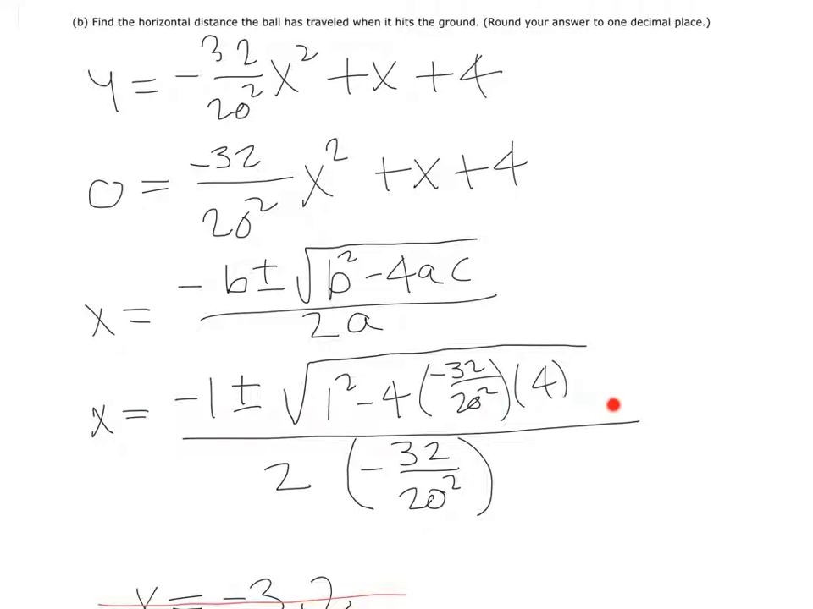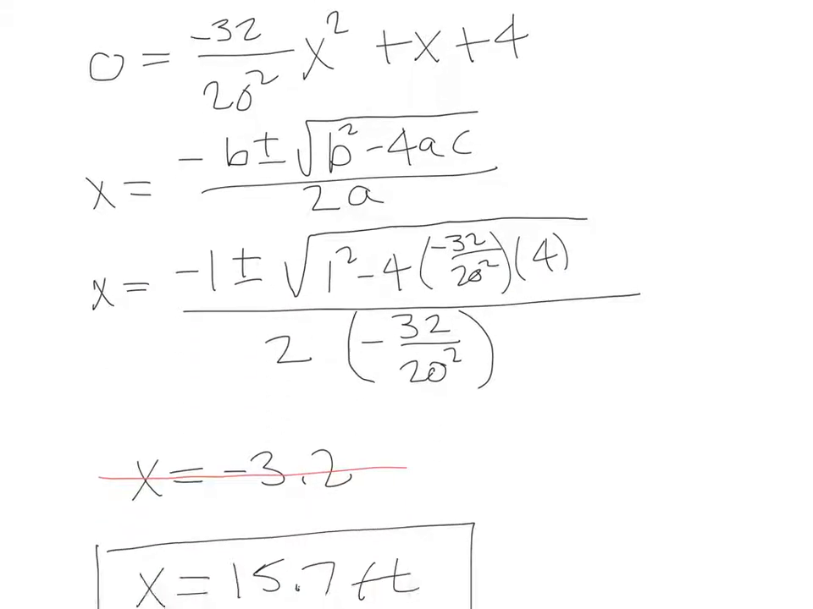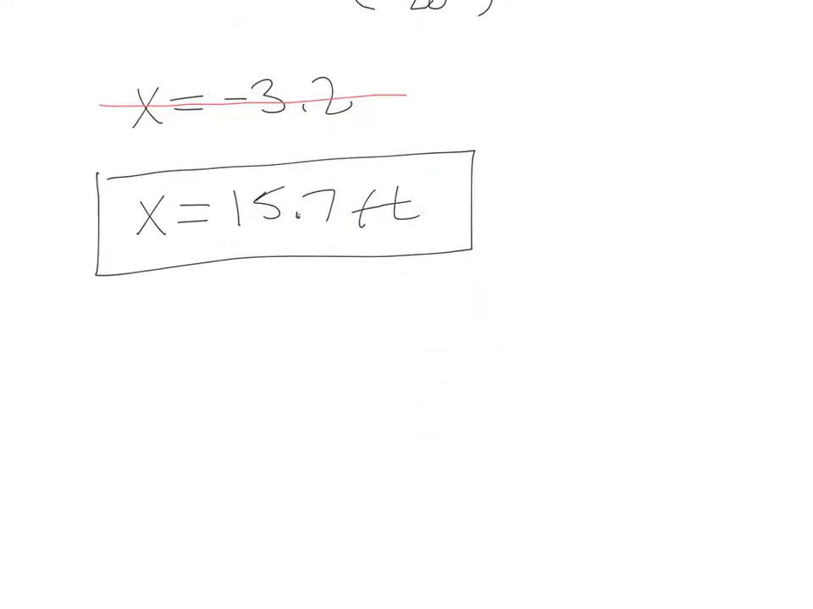When we do that and evaluate, we wind up with two values: x equals minus 3.2 and x equals 15.7. But minus 3.2 couldn't be the appropriate result because this would represent a negative distance, and we're only looking for the positive result, which would be 15.7 feet.